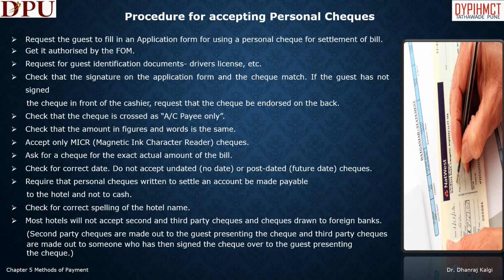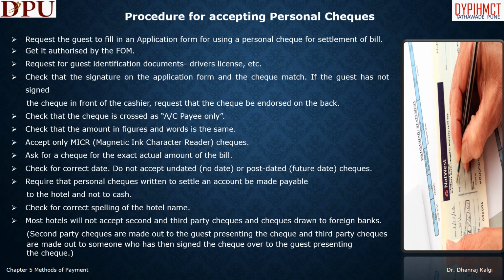Request for guest identification documents, driver's license, etc. Check that the signature on the application form and the check match. If the guest has not signed the check in front of the cashier, request that the check be endorsed on the back. Check that the check is crossed as AC payee only. Check that the amount in figures and words is the same.